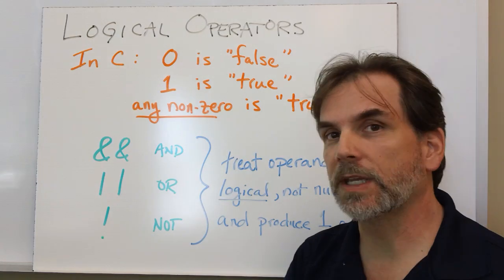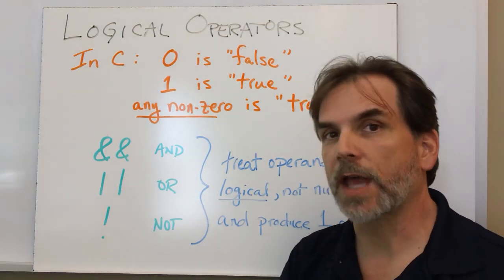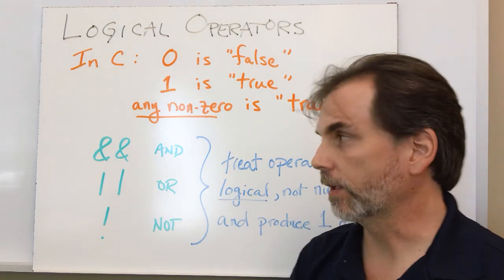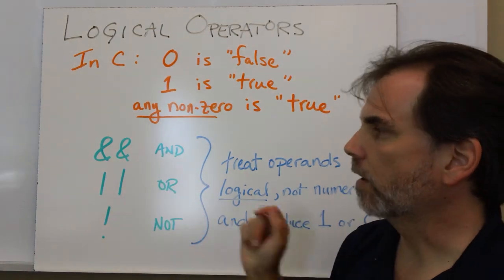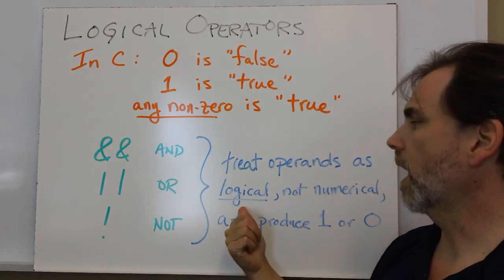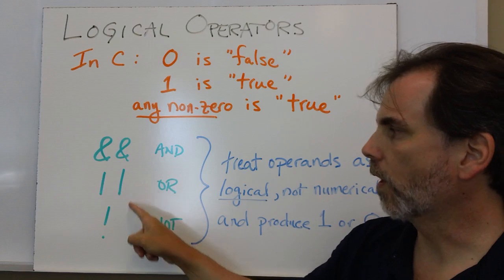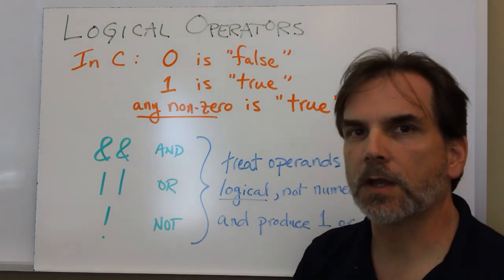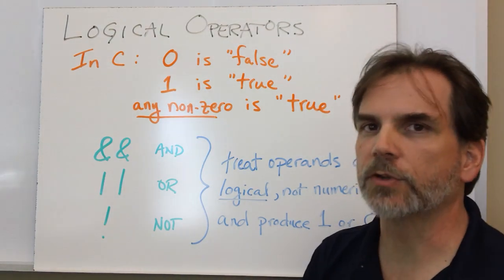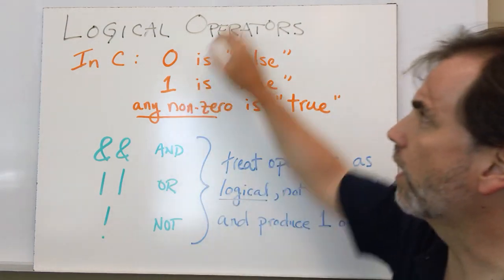And we have these three logical operators, to be contrasted with the bitwise operators, that treat their inputs, their operands, as logical values. And performs a logical and, logical or, logical not on them and produces a logical value, either 1 if it's true or 0 if it's false.